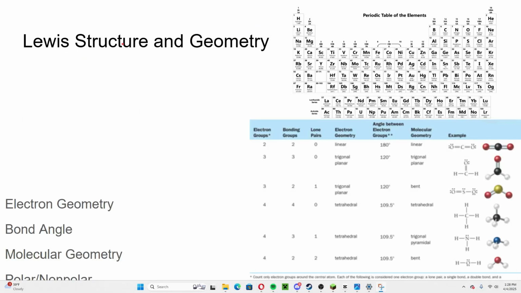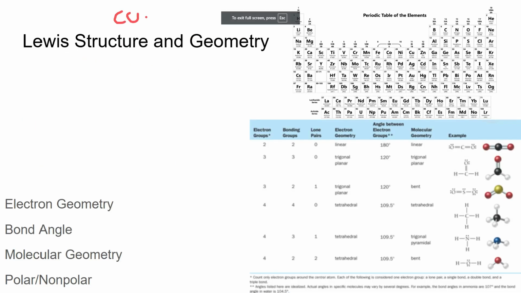Okay, now let's do the Lewis structure and geometry of our molecule COS. So let's start with C, which is in the 4th group, so we do 4, plus oxygen, which is in the 6th, plus sulfur, which is also in the 6th, so we add those all up, which equals 16. So then to make the Lewis structure, we got C in the middle, then O and S.